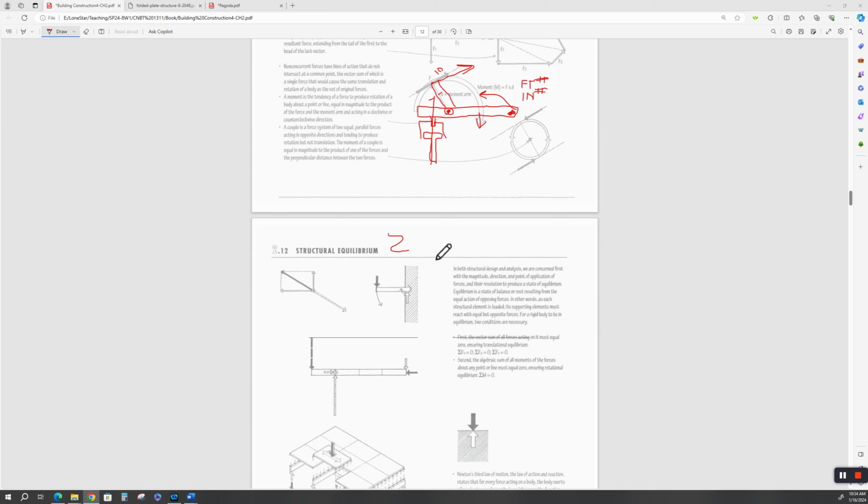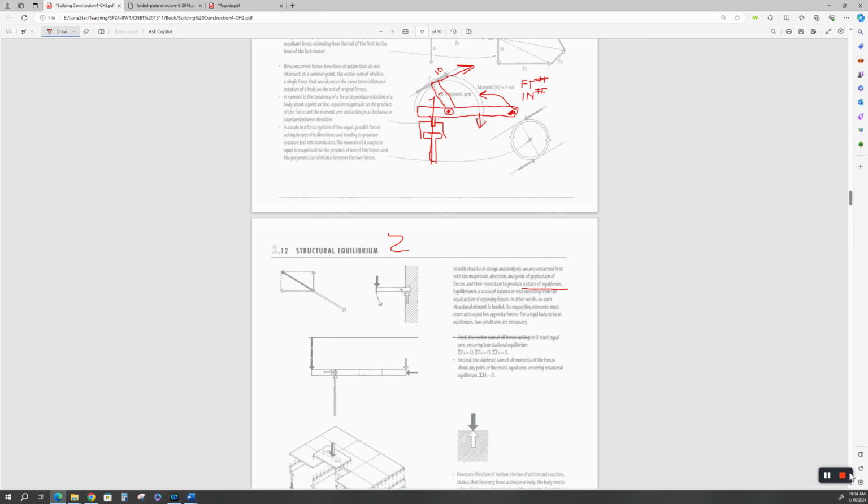Let's start off with structural equilibrium. This will be page 12. This is still tracking. All right, we talked about these force vectors, okay? So let's get a definition. In both structural design and analysis, we're concerned first with the magnitude, direction, and point of application of forces. Again, this is statics, and their resolution to produce a state of equilibrium. Now, what does that mean, a state of equilibrium?